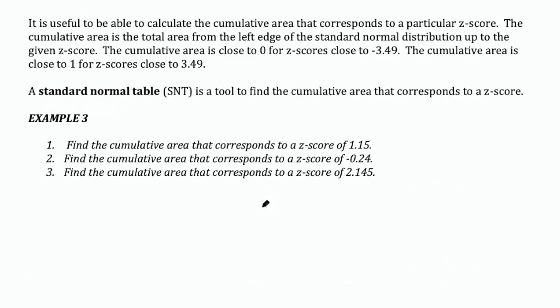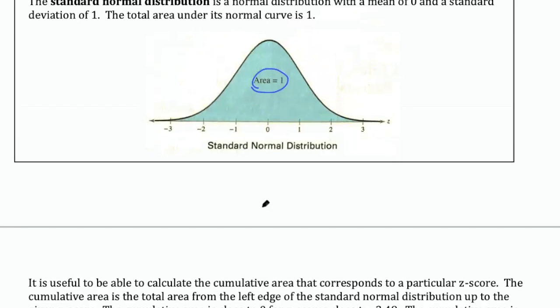So when we're talking about the cumulative area, it's the total area from the left edge of the distribution all the way up to a given z-score. The cumulative area is close to 0 for z-scores close to negative 3.49, and then it's close to 1 for z-scores close to 3.49. So let's look at that on here.